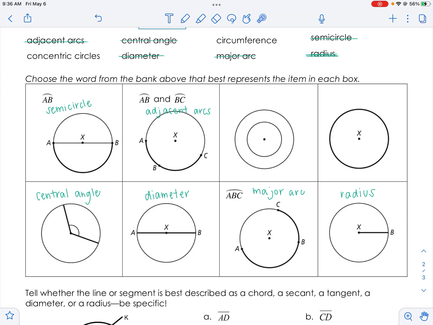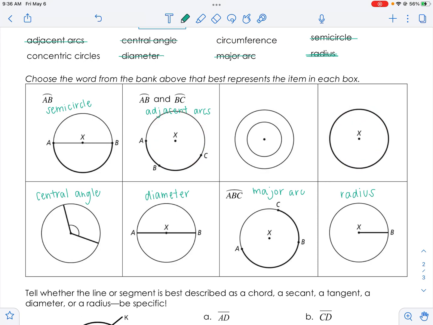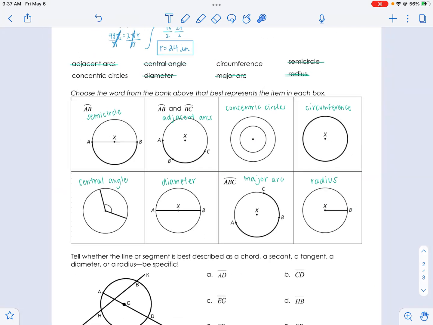Which means I only have 2 left, and that's concentric circles and circumference. Well, circumference is the perimeter of a circle, so that's that one where it's bolded. Which makes the last one our concentric circles. Concentric circles are just circles with the same center. So it's kind of in that name right there, like concentric, they all have the same center. Concentric circles, just circles with the same center.